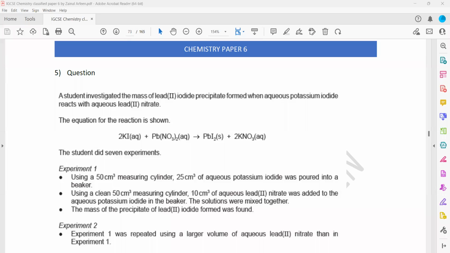So this one is a classified paper 6 question from acids, bases, and salts. In the question, a student is investigating the mass of lead(II) iodide precipitate formed when aqueous potassium iodide reacts with aqueous lead(II) nitrate. It's a precipitation reaction: when we mix two salt solutions and a solid is formed. So these types of reactions are known as precipitation reactions, and you should be able to write the ionic equation for precipitation reactions.